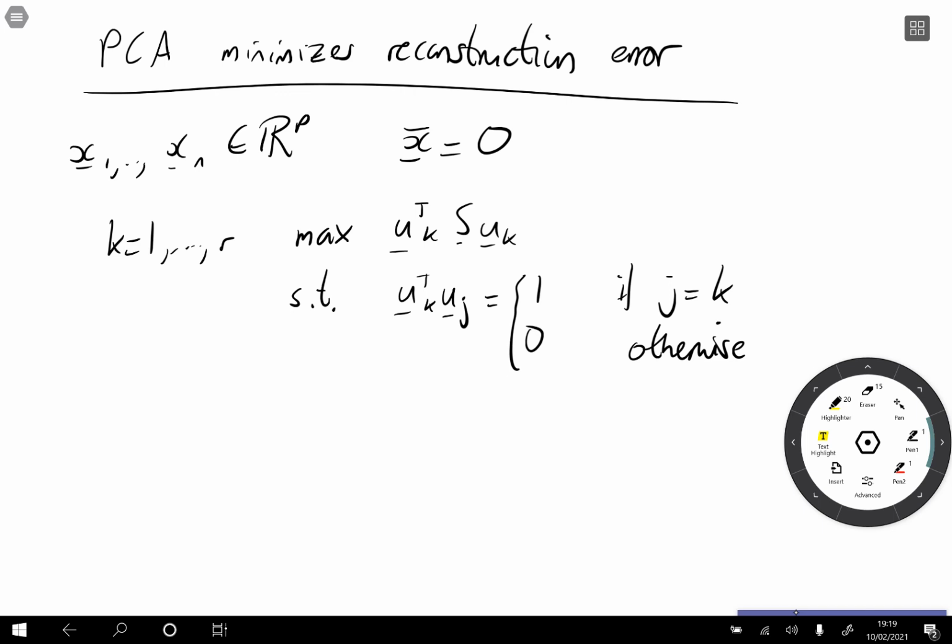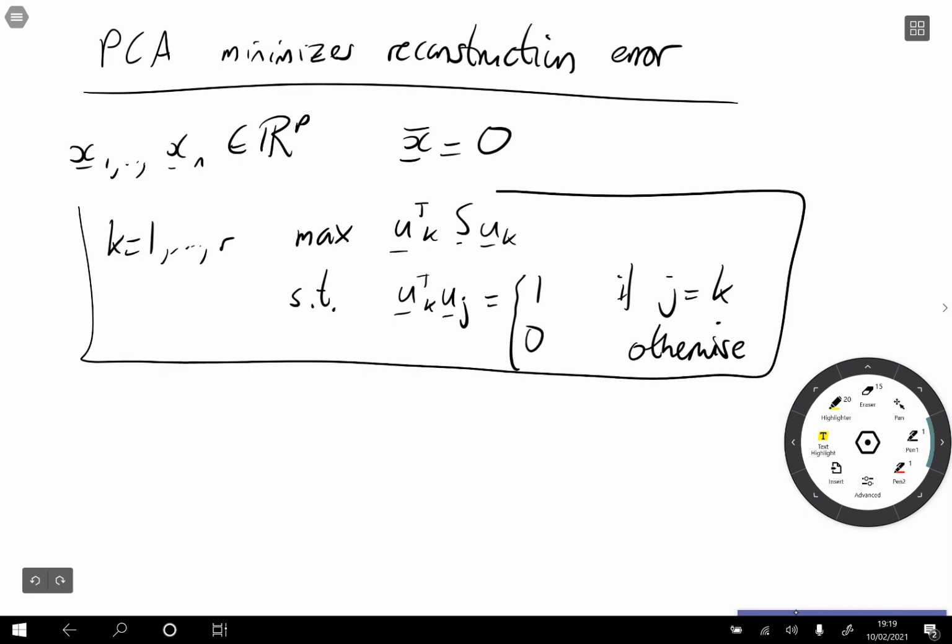So we've seen that PCA is the solution to this optimization problem. That for k equals 1 to r, we're going to try and find the vector uk that maximizes the variance of uk^T x, which turns out to be the same as maximizing uk transpose S uk, but subject to the constraints that the u's are vectors of length 1 and that they are orthogonal to each other.